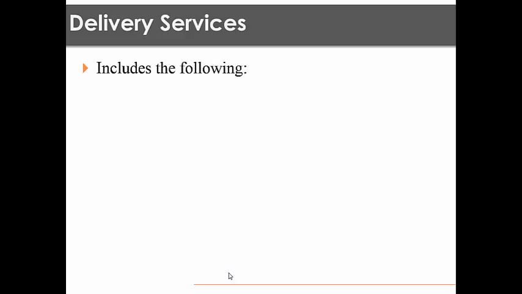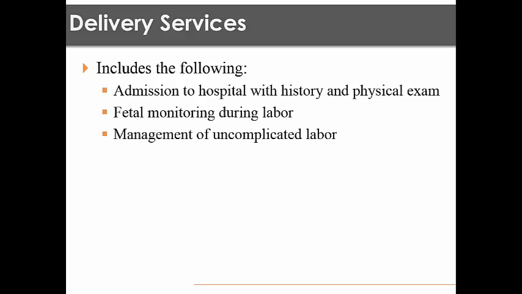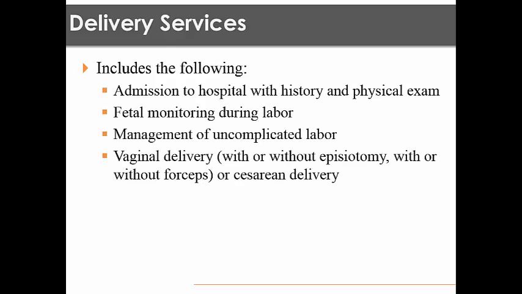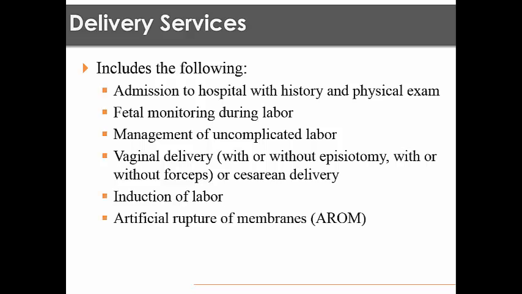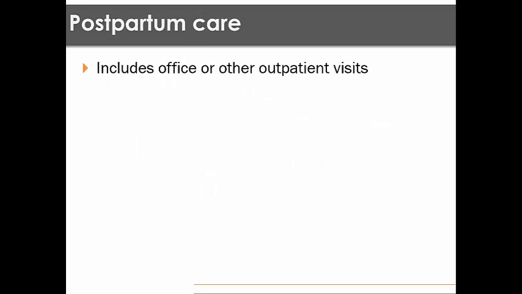Okay, let's take a look at your delivery services. Your delivery services include admission to the hospital with your history and physical, fetal monitoring, management of uncomplicated labor, vaginal delivery with or without episiotomy and with or without forceps, or a cesarean delivery, induction of labor, and artificial rupture of membranes. You would reference these CPT codes to look at your codes for your delivery services.